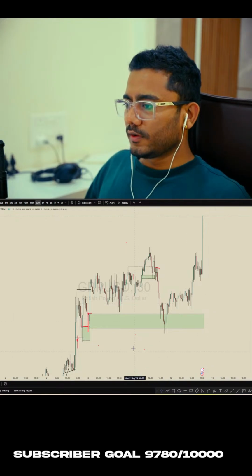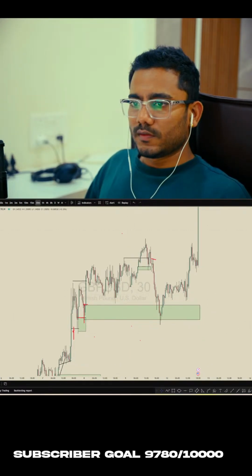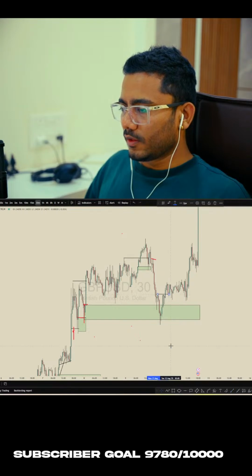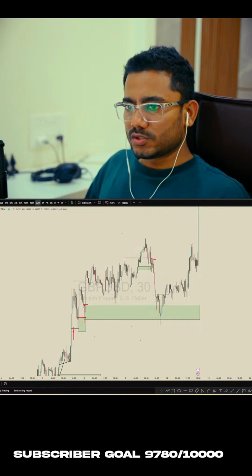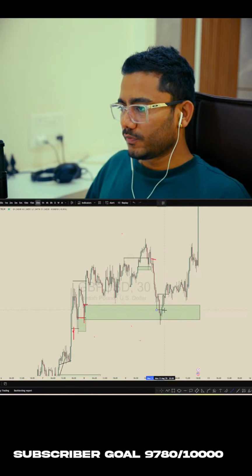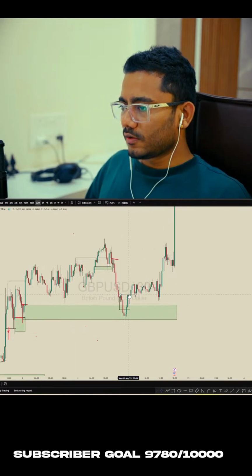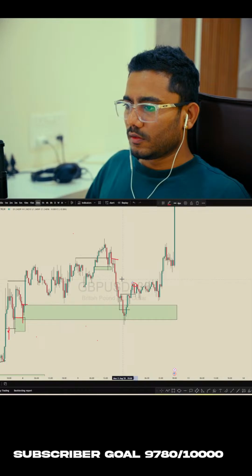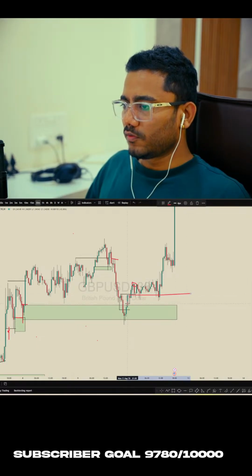So if we try to understand here, this is the high, like price reacted from the order block. Then price broke the structure, creating this new structure. So this is where price gave us change of character. And we have this order block for our entry.